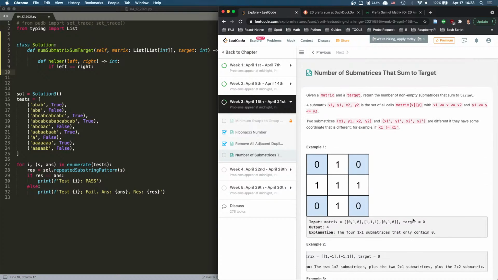Hold on, we have a tool now. We have a tool to find the sum of any submatrix. Now we just need to know how many of those submatrices add up to the one we want. So can we just loop through? Nope, we cannot loop through, because say we're here, then we have different options.